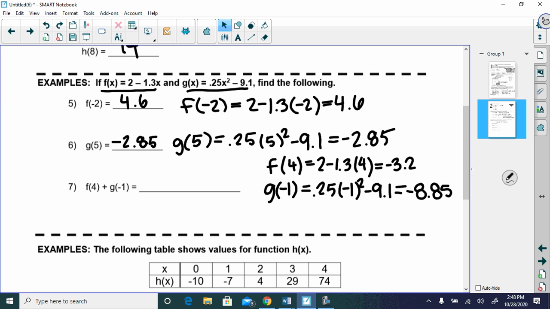Negative 8.85. Okay, and it said I was supposed to add those two things together, right? So I should have negative 3.2 plus negative 8.85. Close. Negative 12.05. There you go. All right.